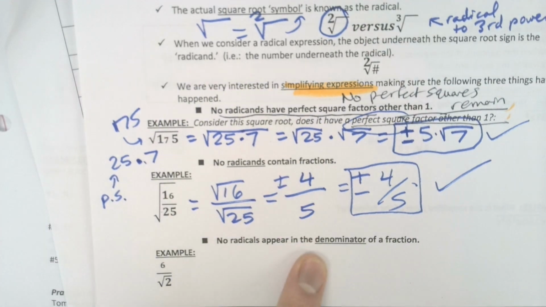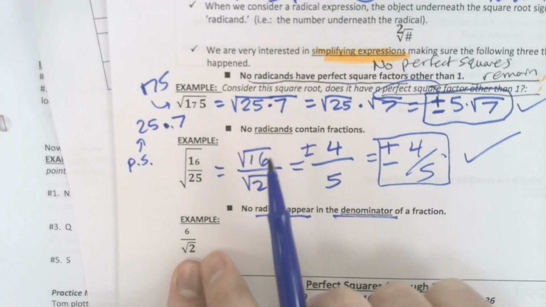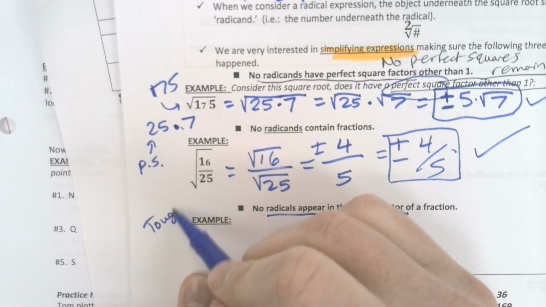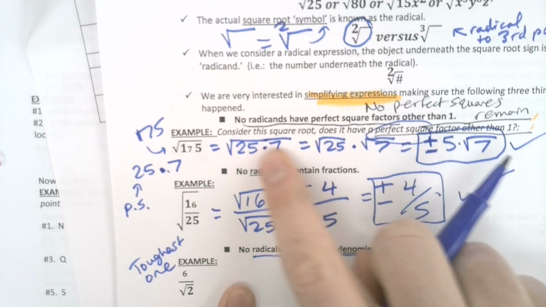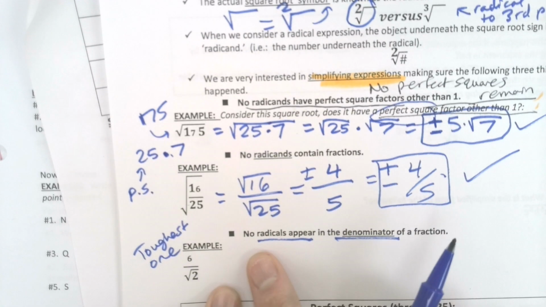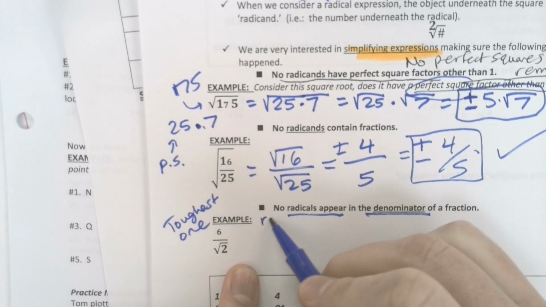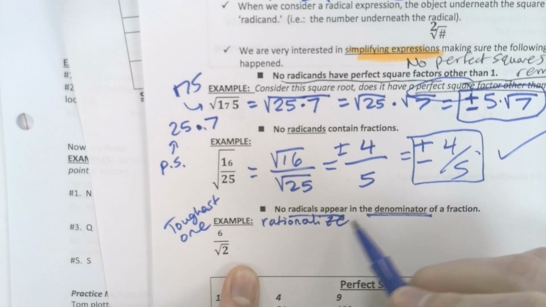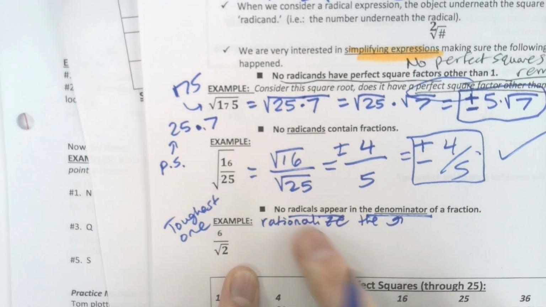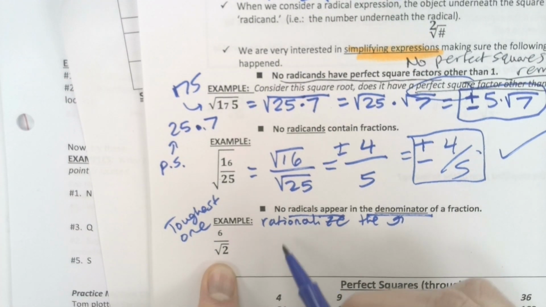Speaking of no radicals can appear in the denominator, check this one out. This is going to be the toughest one. I know some of you guys have probably done this before, breaking down radicals. You may not have dealt with this before. What we're about to do is called rationalize. About forgot how to spell the denominator. We're going to rationalize the denominator. So you have 6 square root of 2. I'm going to rewrite that.